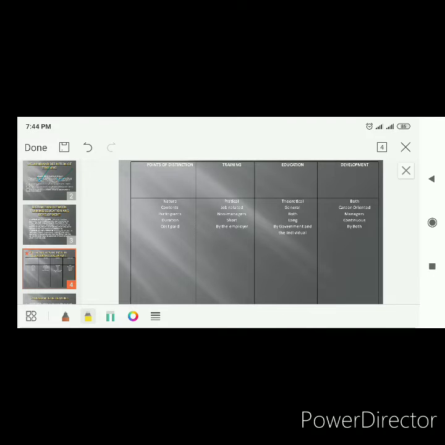And then the last slide which we have done is points of distinction, that is the basis of distinction has been given, and we have discussed how training, education and development differs. That means with the help of basis of distinction we can see how training, education and development differs.